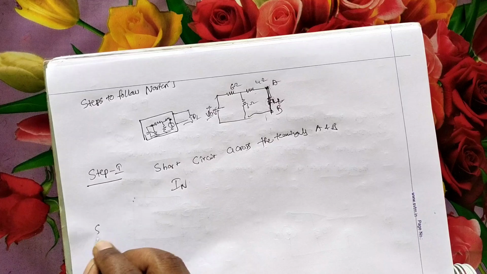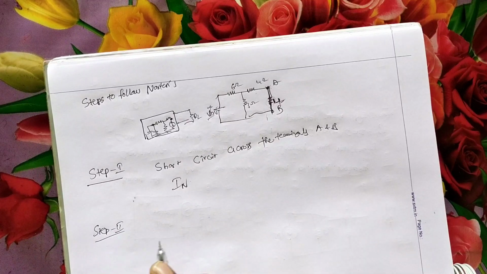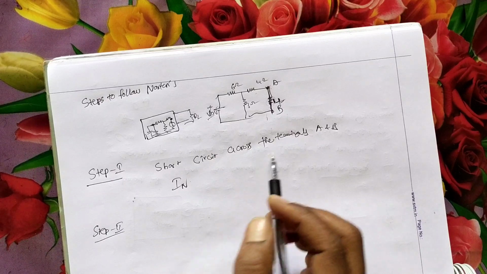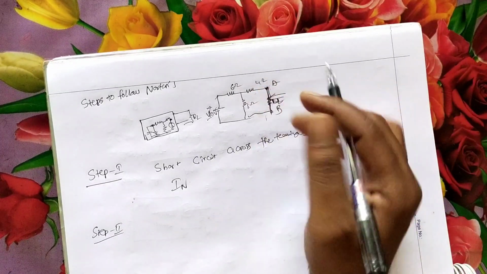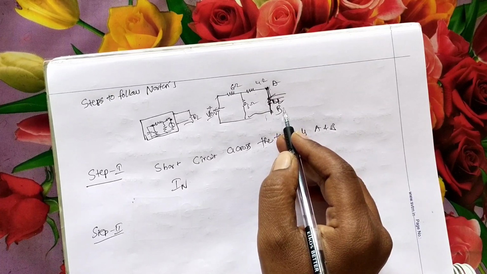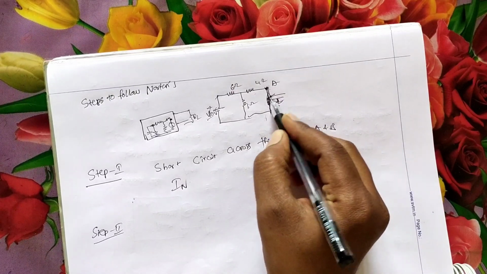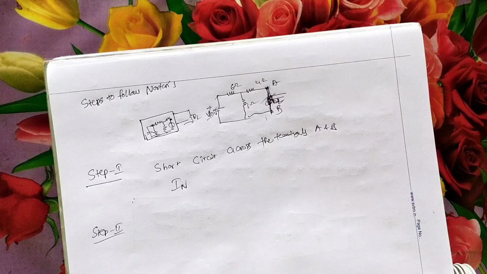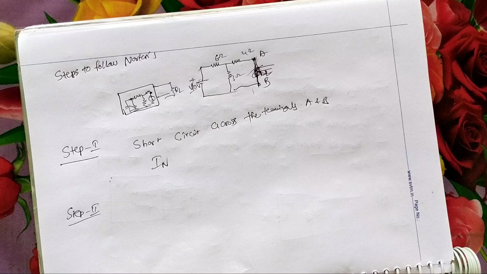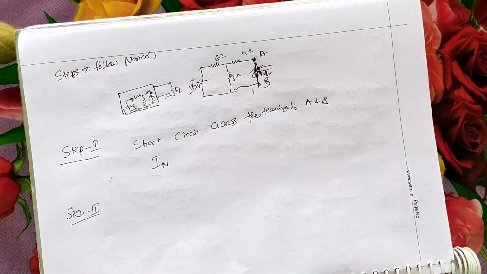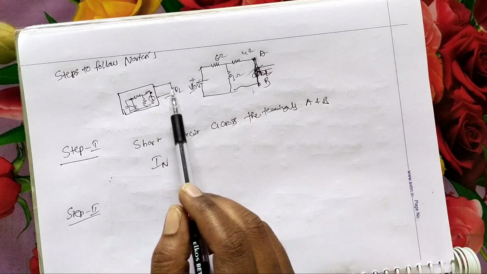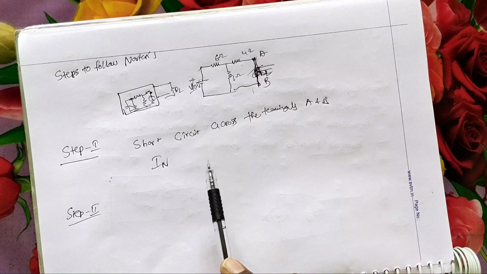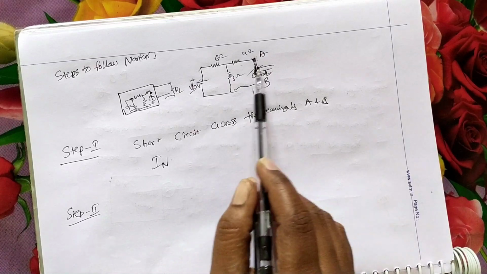Next, step 2 is to find Rn, Norton's resistance of the network as seen from the terminals A and B. By seeing the terminals A and B, by removing RL, the load resistance should be removed. Second step is to find Rn of the network. Norton's resistance we have to calculate for this circuit. To find Rn, the network as seen from the terminals A and B, by removing RL, we have to remove the load resistance.